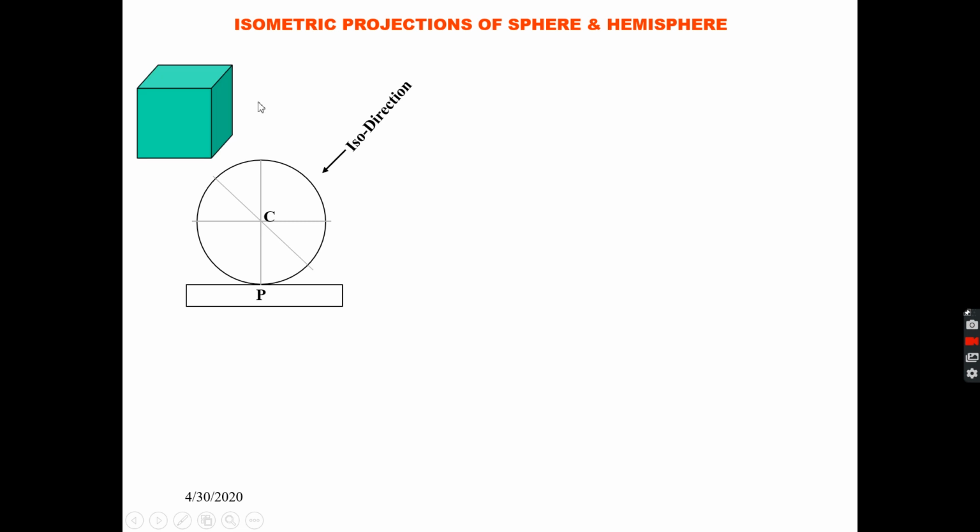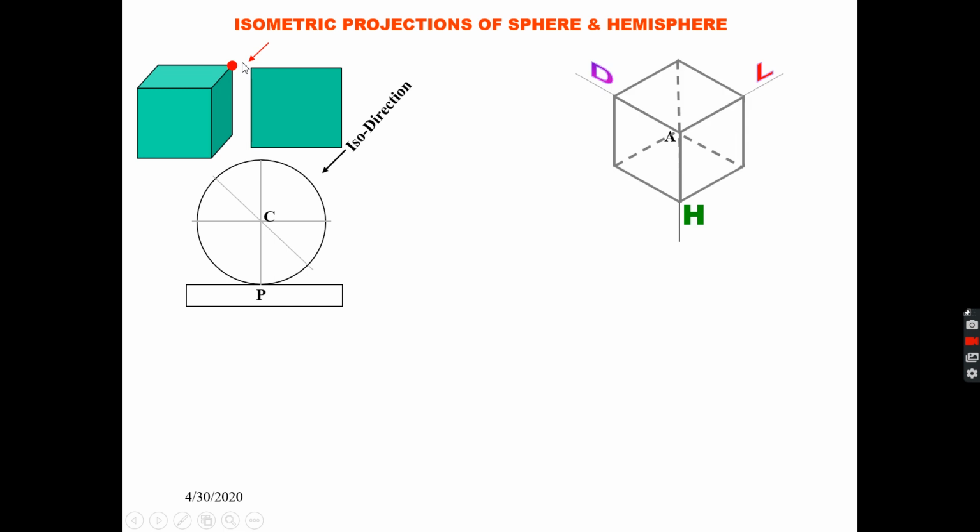How? Suppose this is your cube. If you look at it from the front, it will look like a square. Now suppose there is one corner point. There are four corner points at the top and four corner points at the bottom. You can take any corner of the cube. I am taking this corner and looking at it from this side. So how will this cube look? It will look like a shape like this.